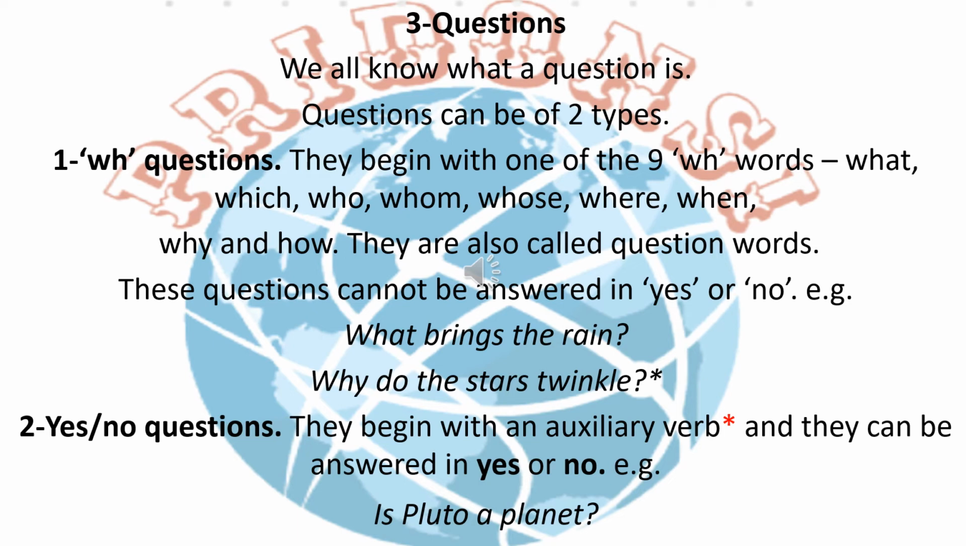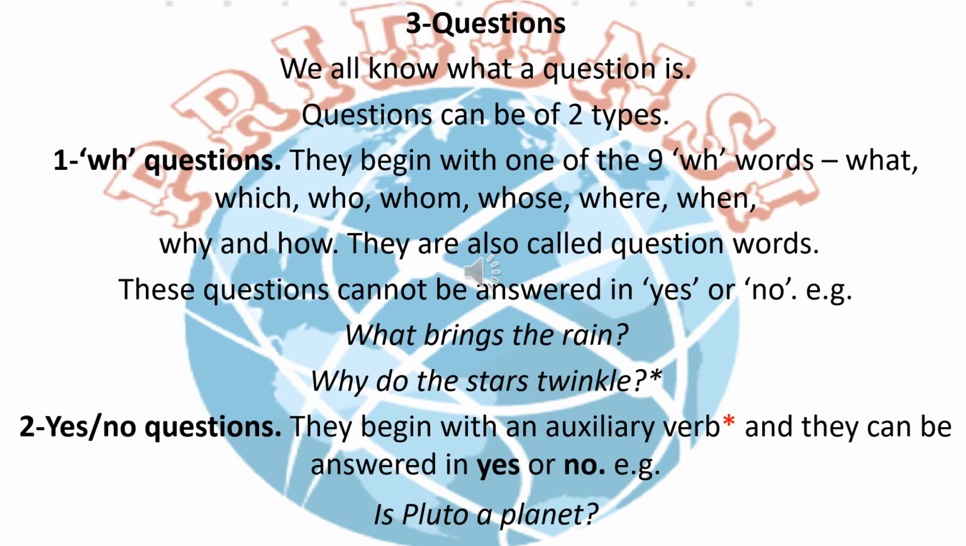Questions can be of 2 types. Number 1, WH questions. They begin with one of the 9 WH words: what, which, who, whom, whose, where, when, why and how. They are also called question words. These questions cannot be answered in yes or no. For example, what brings the rain? Why do the stars twinkle?